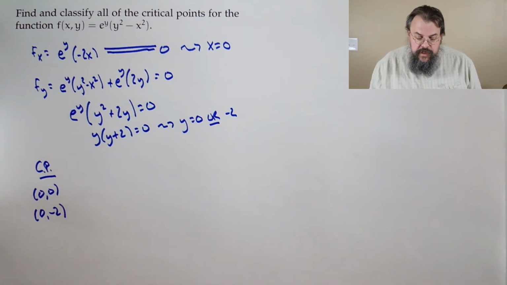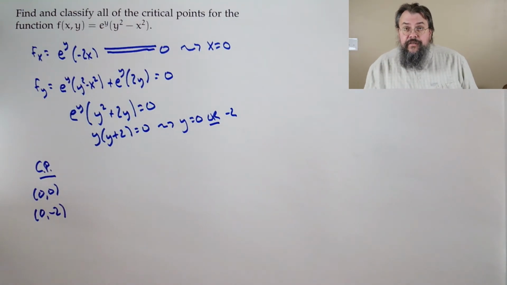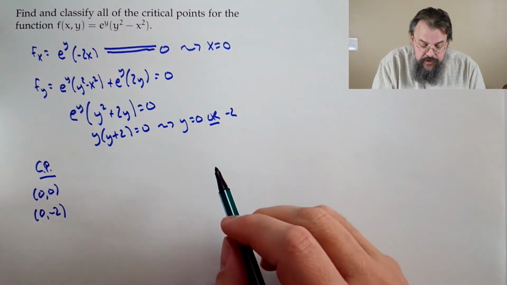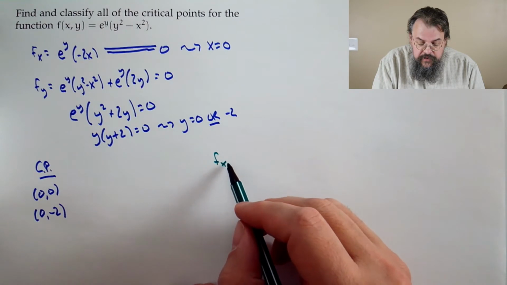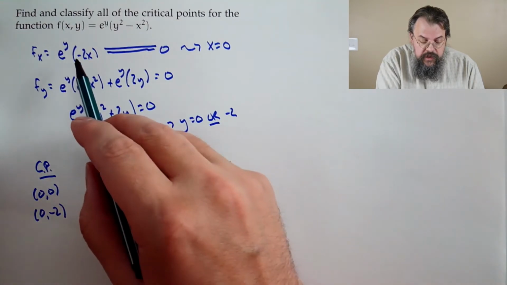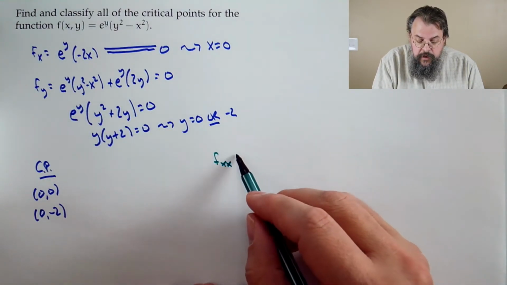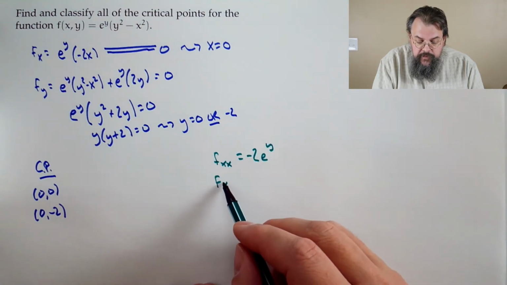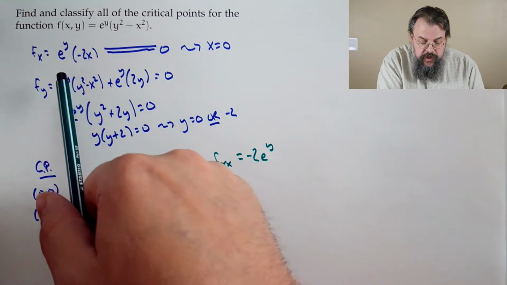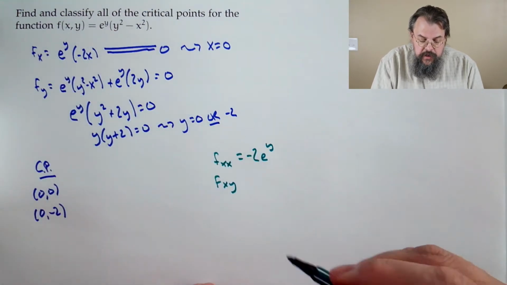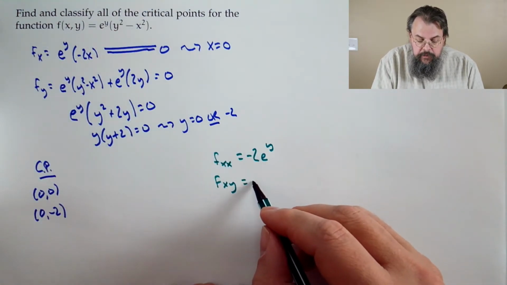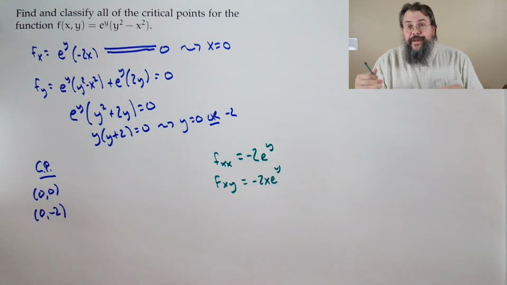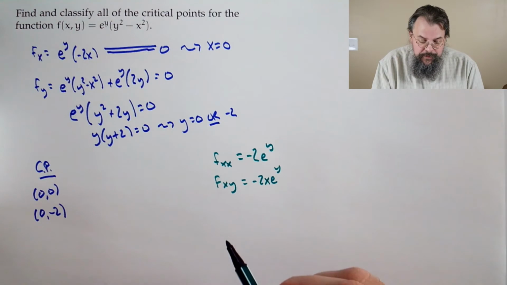Well, so we switch gears and we say, all right, the second partials test, that's what helps us do our classify. So time to take some more derivatives. We have f sub xx, taking the derivative with respect to x, would be minus 2 e to the y. f sub xy, take the derivative here with respect to y, well, that would be minus 2x e to the y. Because the derivative of e to the y with respect to y is e to the y.